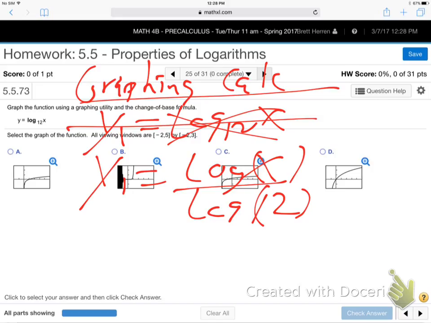Which is not log base 10 of X over 12. That's not the same thing, right? You're saying it's not log base 10 of X over 12 like that, right? Right, that's not the same. It's log base 10 of X over log base 10 of 12.